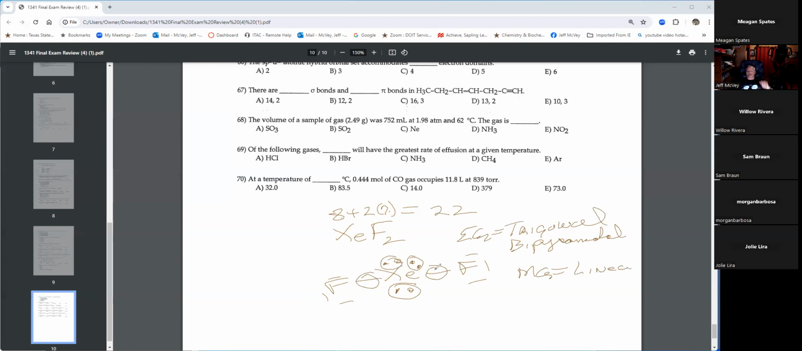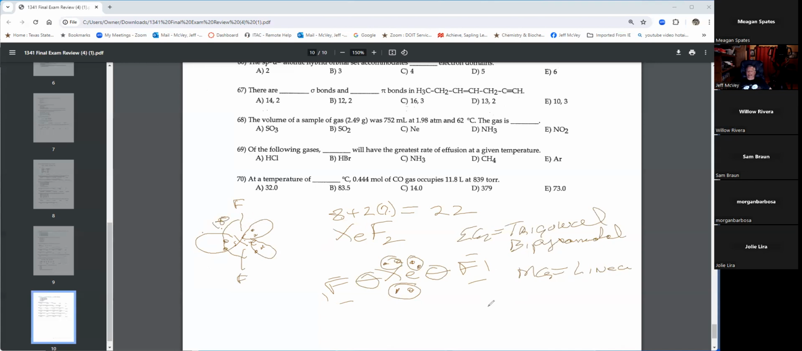All of the non-bonding pairs go in the equatorial region. So I'm going to redraw it a little bit differently. This is xenon with a fluorine here and a fluorine here. Both fluorines are in the axial region, and the non-bonding pairs of electrons are in what is called the equatorial region. Okay, so the bond angle here, you're right, it's linear, so it is 180 degrees.